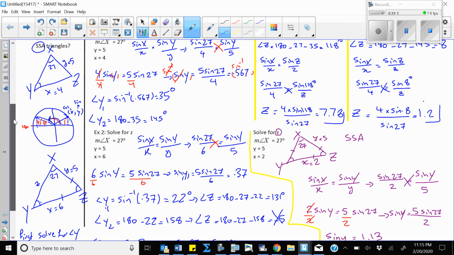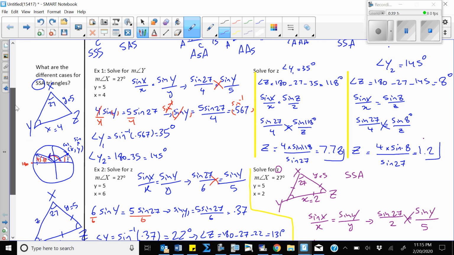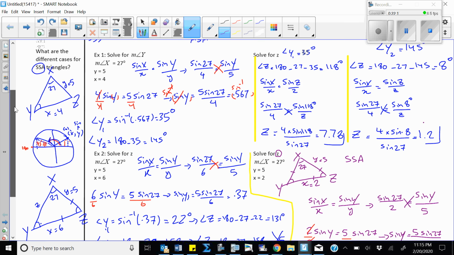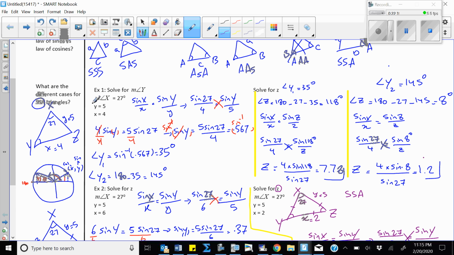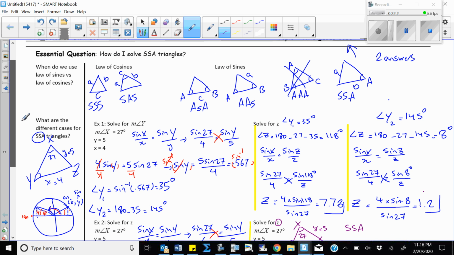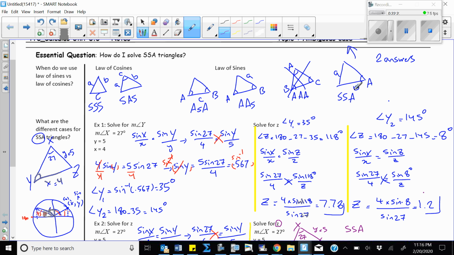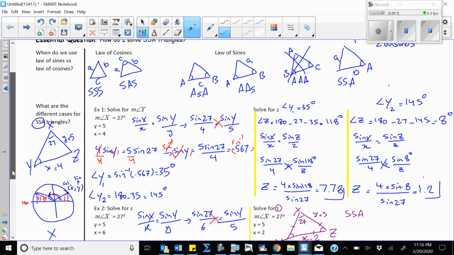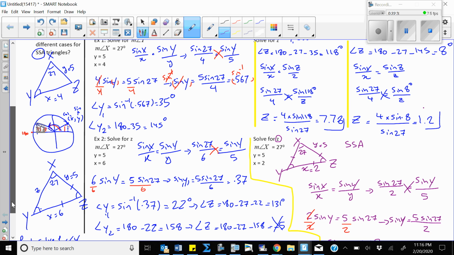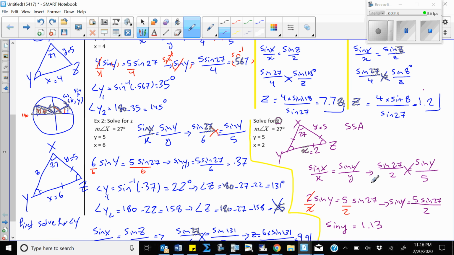So this was about ambiguous case. Once again, let's go over what we did here. If we have a case of side-side-angle, we have the ambiguous case. We are going to have two answers. Sometimes both of the answers are acceptable, like this case. Sometimes only one of them is acceptable, like this one, and sometimes we don't have any solution at all.